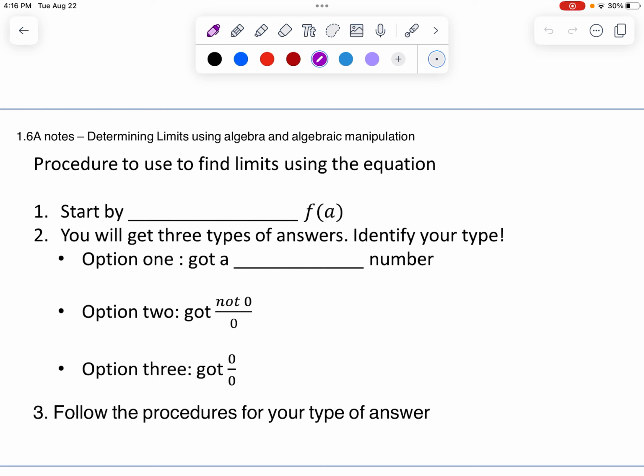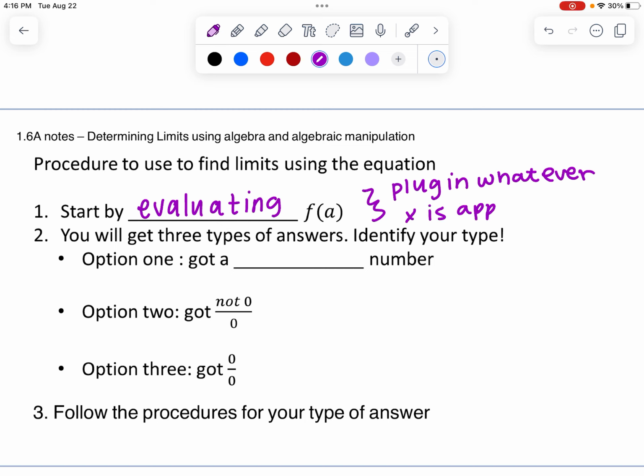So if you were asked to find a limit and you were given an equation, the very first thing you do is you are going to evaluate the limit. So you will start by evaluating the limit. What I mean by that is plug in whatever x is approaching to the equation. So for example, if you have like the limit as x approaches 3 of some function, you would plug in 3 in for x. There are about 3 things that will happen if this occurs.